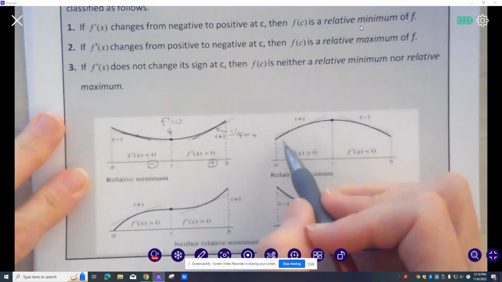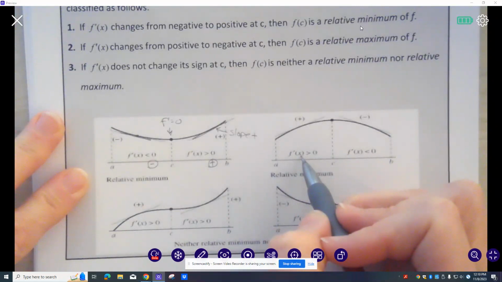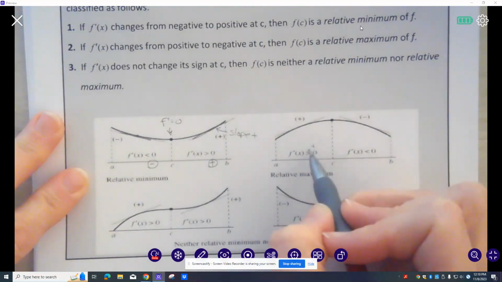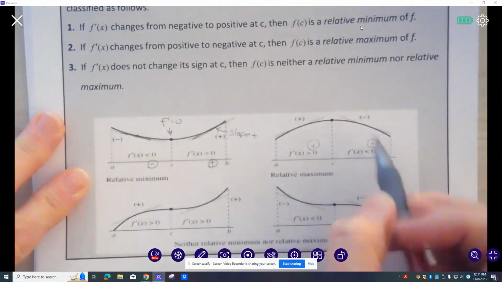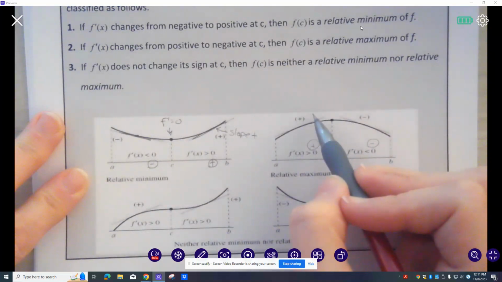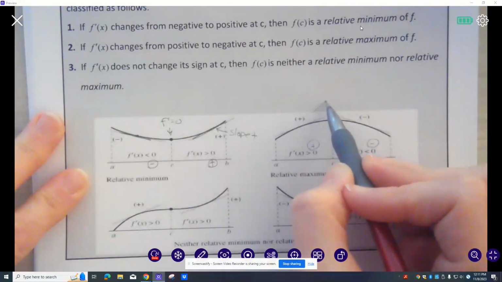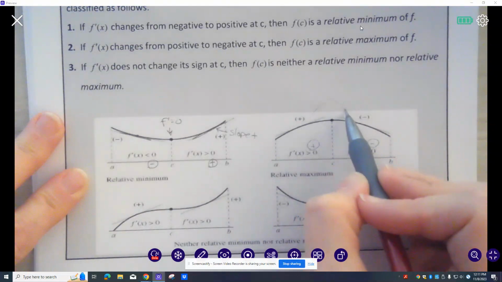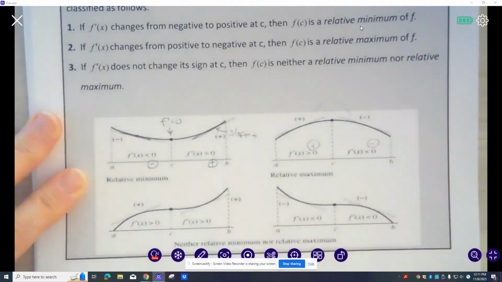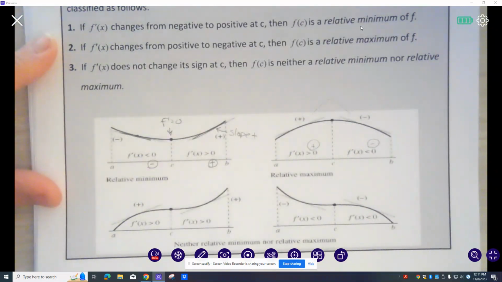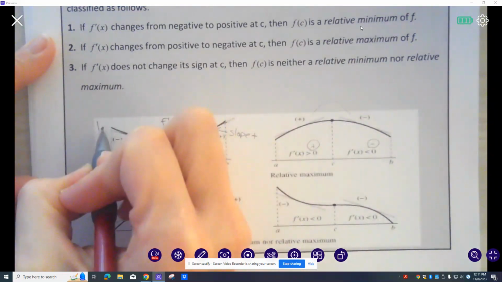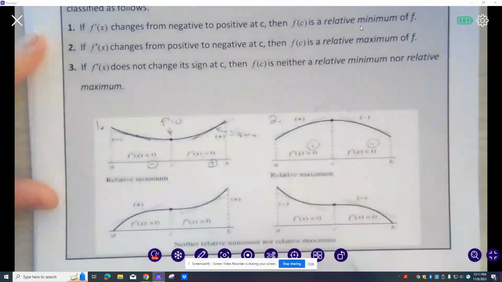If the derivative changes from positive to negative, so if you were sketching a positive derivative, meaning the function is increasing, then it's 0, then it's decreasing, that would be a maximum. So that is what situation 2 up here is describing. So this goes with 1, this goes with 2.